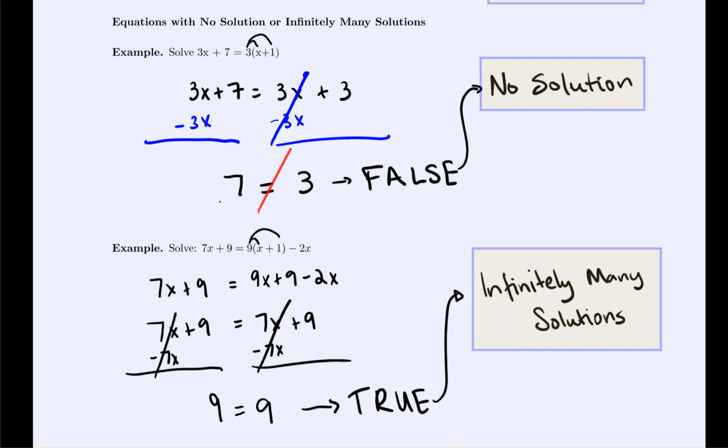So if you're solving an equation and you get x equals a number, that's your solution. Check it and you can verify it's correct. If instead when you're solving, you get down to something that's a false statement, like 7 equals 3, that means the equation has no solution. And if you're solving the equation and you get down to a true statement, that means that there are infinitely many solutions.